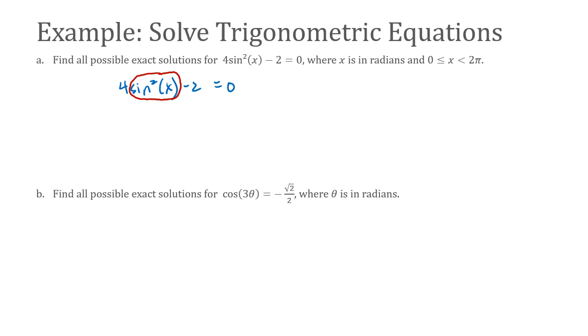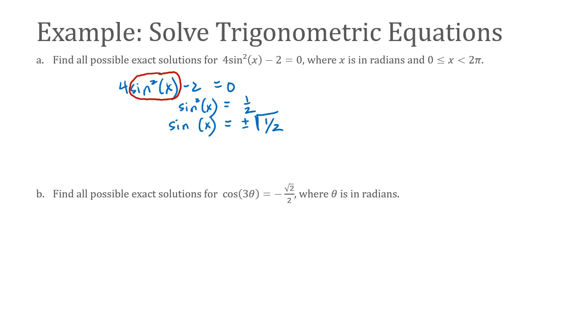So I'm going to add 2 to both sides, and then I'm going to divide by 4. So that's going to leave me with sine squared x equals 1/2. Now to get the x by itself, I'm going to square root both sides, and that's going to get me that the sine of x is equal to plus or minus the square root of 1/2.